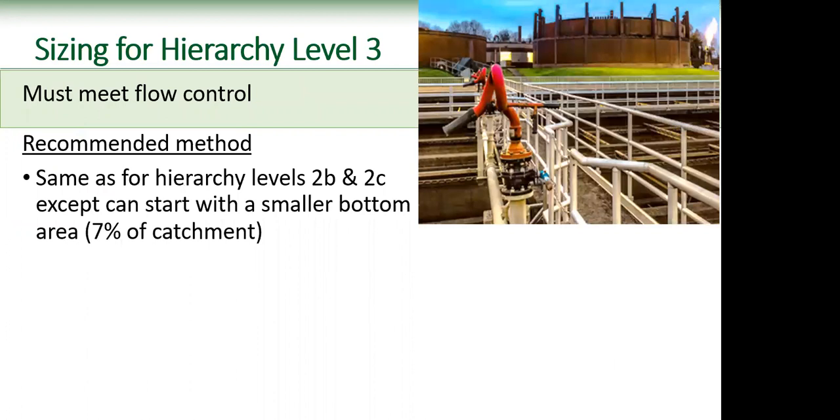And the same with hierarchy level 3. Hierarchy level 3, just as a note, typically those are smaller than hierarchy levels 2B and 2C. So you could start with like a 7% size of the catchment instead of that 10%, and that's still oversized. That's just bringing it down a little bit.